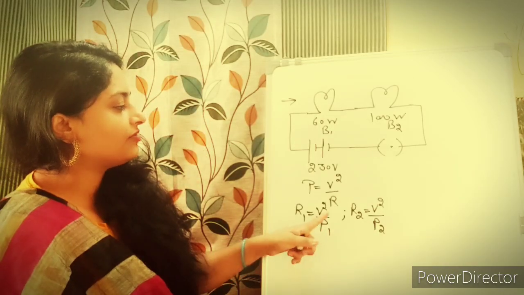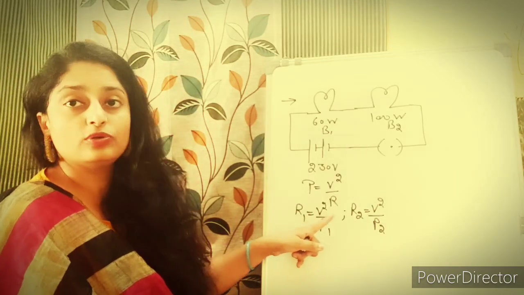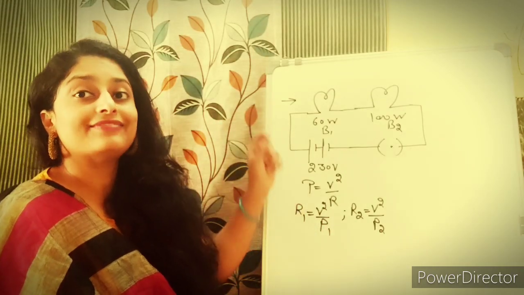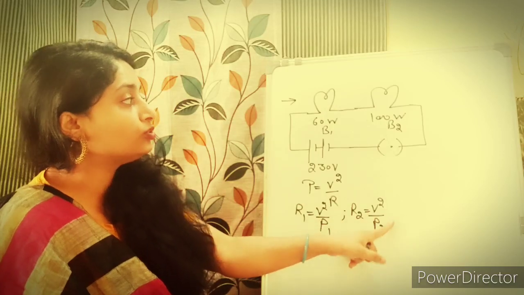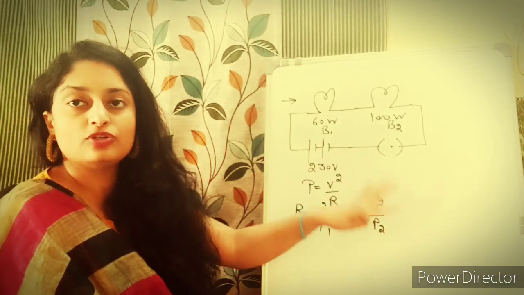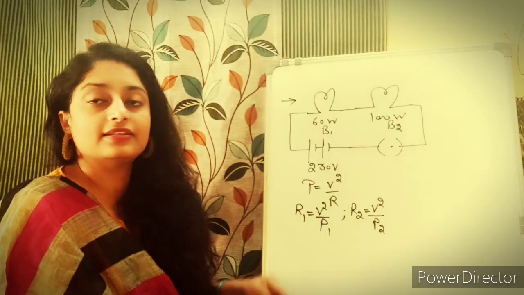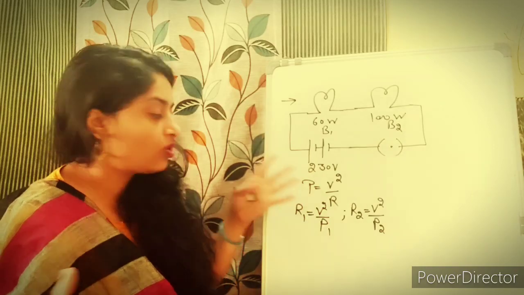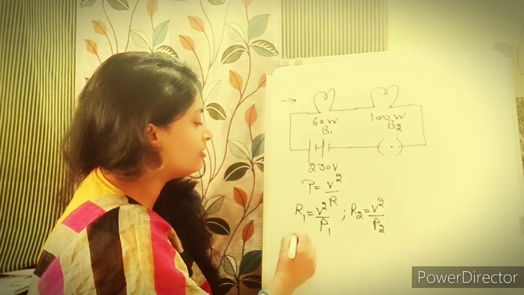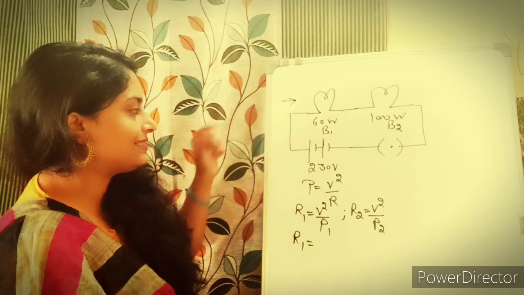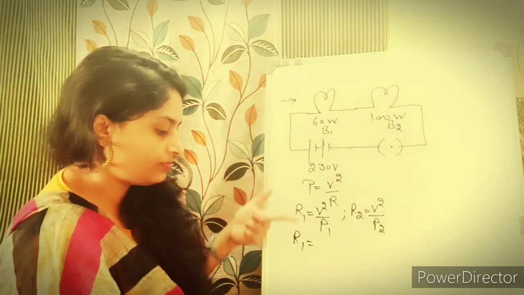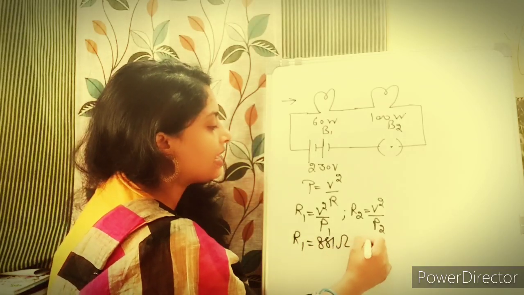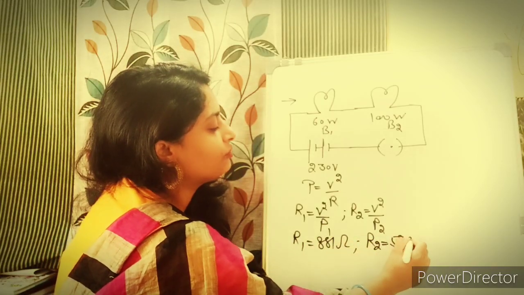When you calculate, V is 230. So you will do 230 into 230 divided by P1, that is 60. For the second, 230 into 230 divided by 100. You need to do simply multiplication and division, and you will get the result. I am directly putting R1 and R2 because I don't want to make the video a little more lengthy. So R1, when you solve, because this is rated 60 watt, its value will come 881 ohm. And R2, when you calculate, it will come 529 ohm.